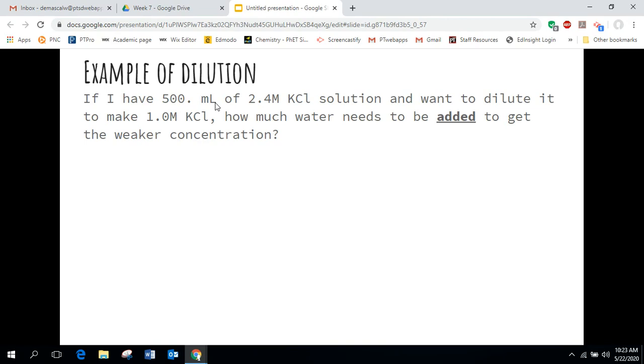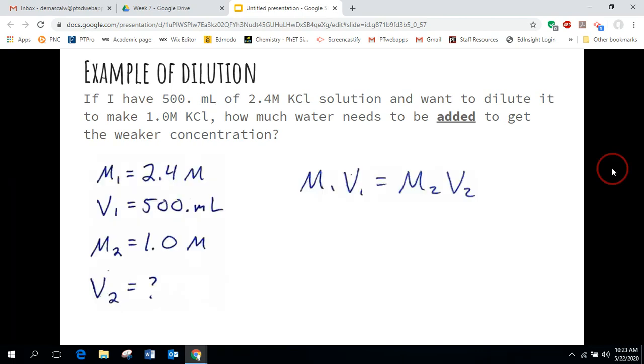I want to reduce the strength of it. I need to figure out how much water I need to add to that strong solution to make it a weaker concentration. So this is what we know. We know we need to use the M1V1 equals M2V2. We know our original strong concentration is 2.4 molar, and we have 500 milliliters of it. If I want to make it weaker, I want to make it 1 molar, 1 mole per liter KCl.